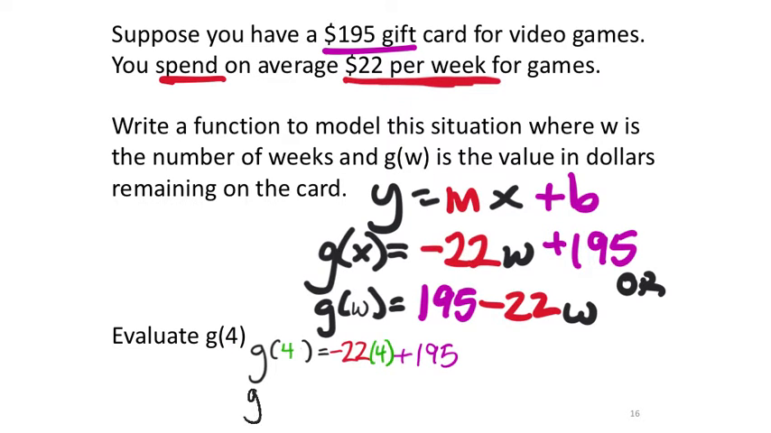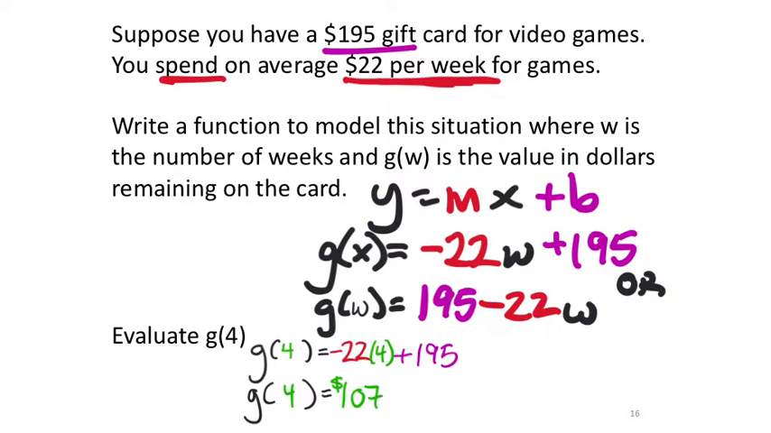Well, that means we're looking at G of 4. And I'm just going to put this in the calculator really to save some space. Negative 22 times 4 plus 195 in my calculator shows that the final amount would be $107. Okay. So G of 4 equals 107. You could say $107 left on the card after 4 weeks.